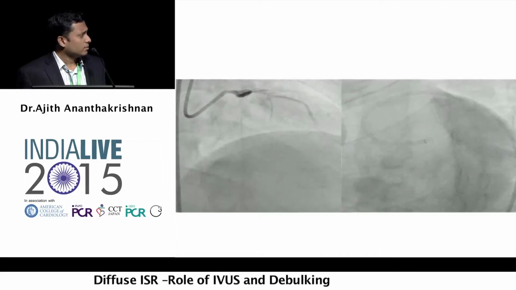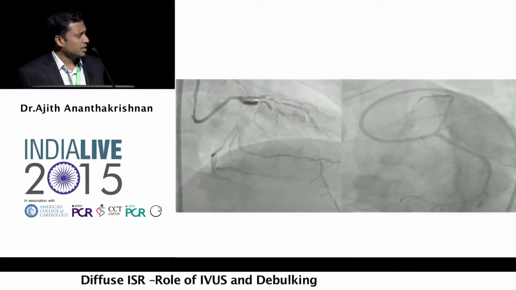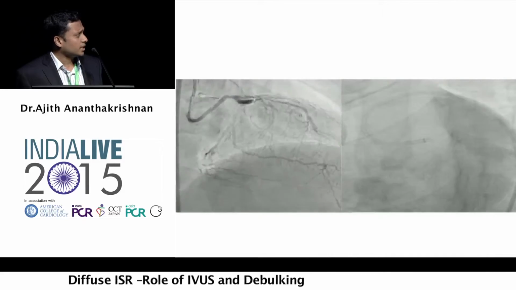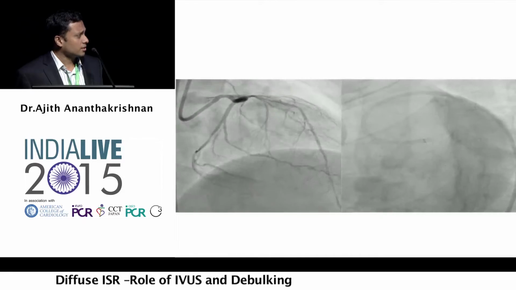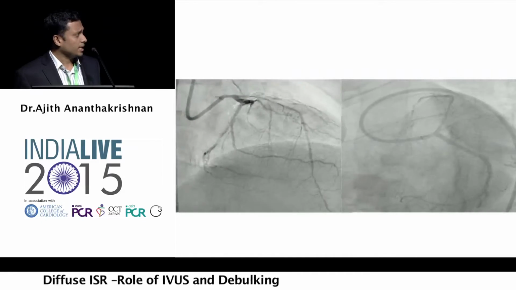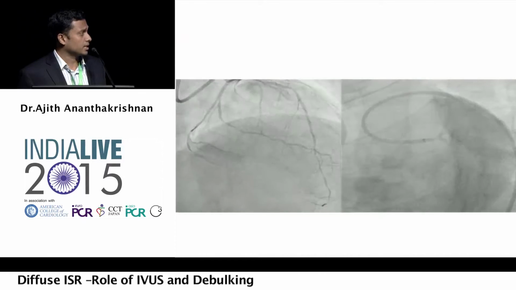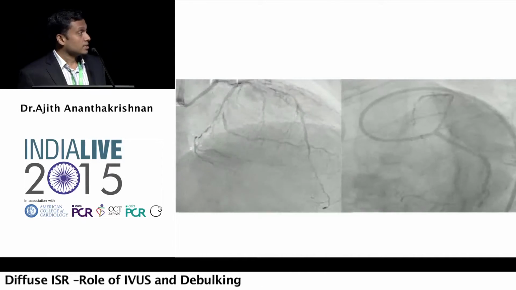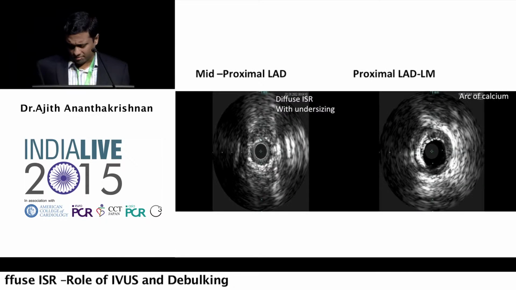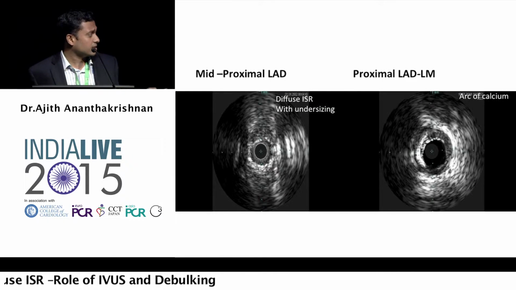It's a cranial view. We can see that the terminal LAD is diffusely diseased. There is a long segment in-stent restenosis of the proximal LAD. This was a 2.75 by 38 millimeter drug-eluting stent implanted last time. That was done without any IVUS. Now let us spend some time identifying this.